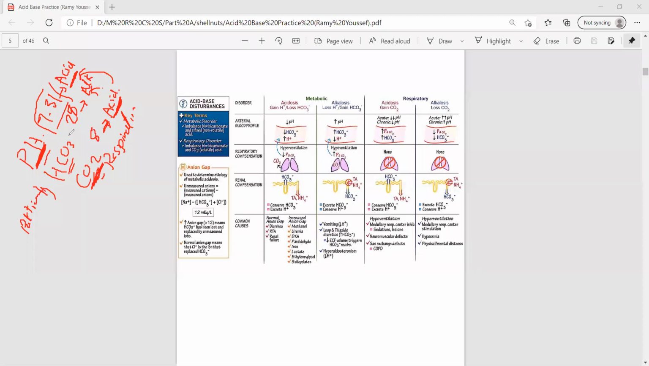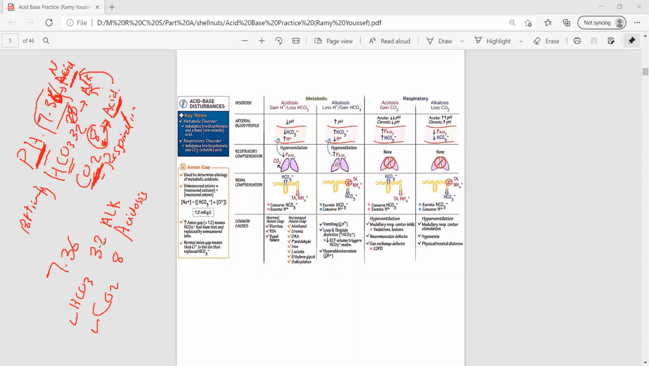Okay, partial compensation. But if I found this, 7.36 for the pH, the pH here is normal, and I have HCO3 32, alkalosis, and I have CO2 8, acidosis. So this parameter is abnormal and this parameter is abnormal. How do we determine the problem?